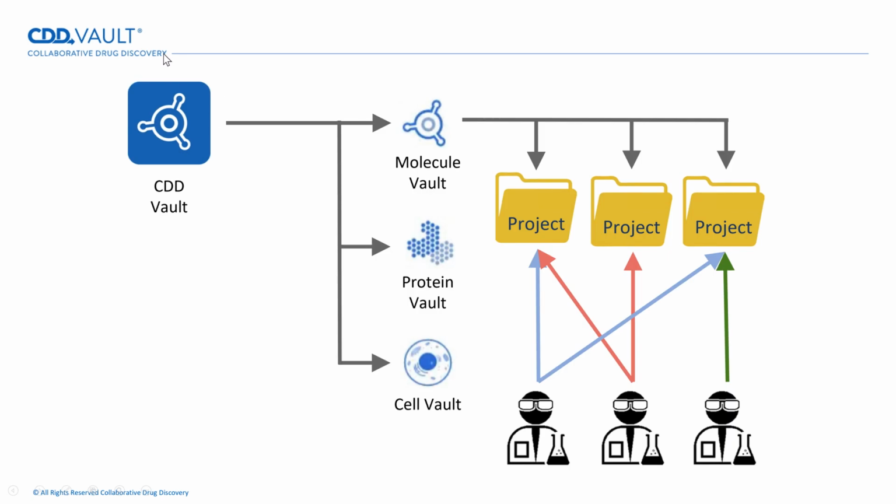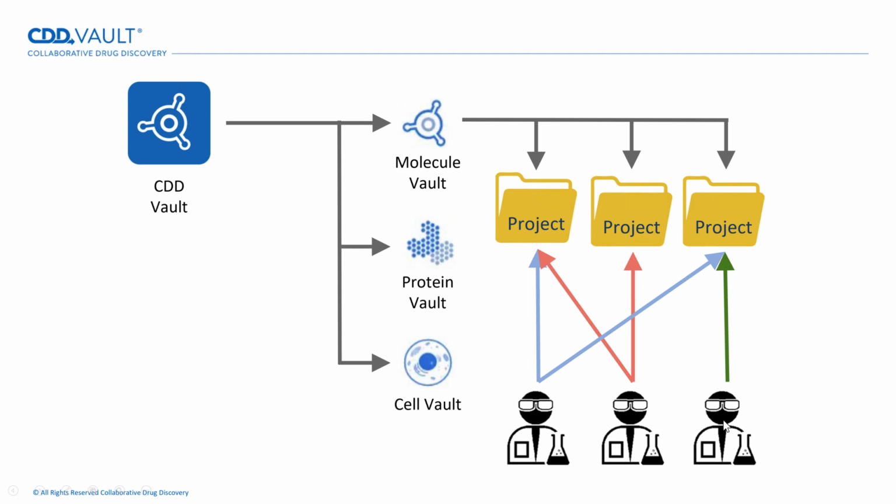Now, within your vault, which is the highest-level container, you can store your entities either in the same vault or in separate vaults, because each vault can be configured and customized to store data specifically for the type of entity that you're registering. And then within each instance of a vault, you can separate your data into projects, which you can label however you'd like. And projects are the way that we allow certain users to see certain data.